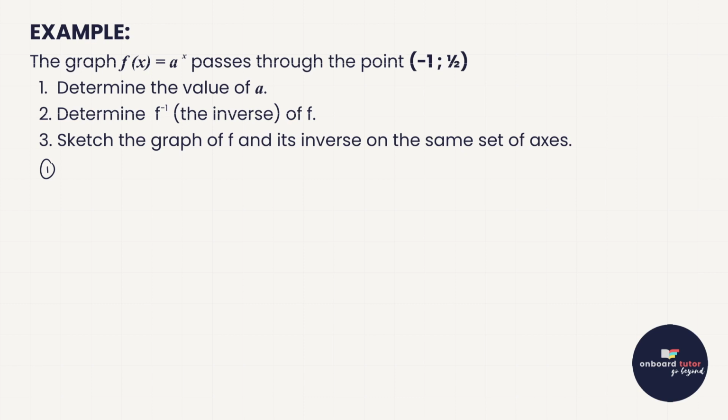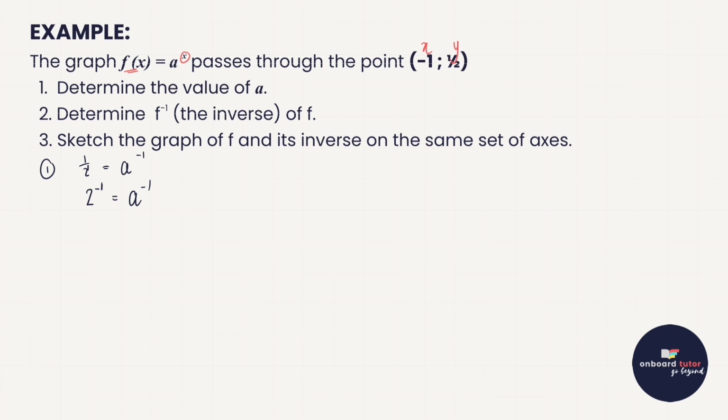I can substitute in this point that they've given me because I've got an x and a y coordinate, and my equation contains an x and a y. So instead of y, I can write a half, and instead of x, I can write -1. So I've got a to the -1 is equal to a half. Okay, this is currently 2 to the power of 1. I want to try and get same bases here. So I'm going to make that 2 to the -1 is equal to a to the -1.